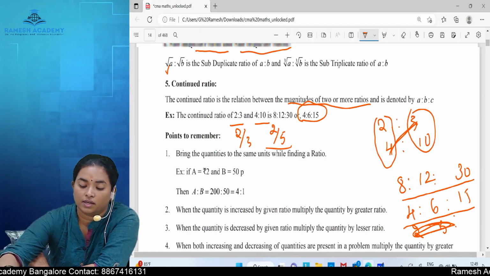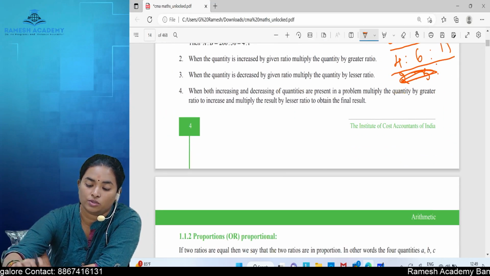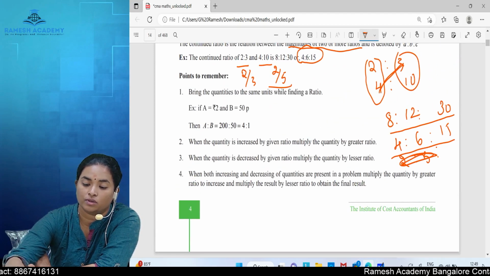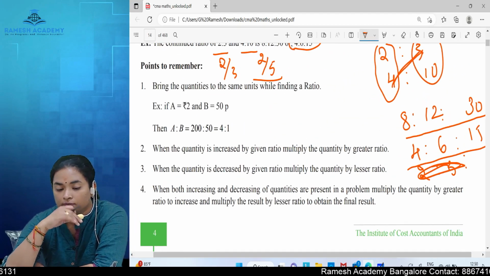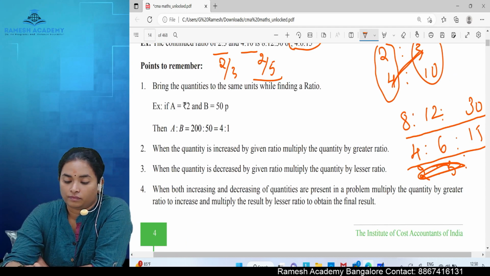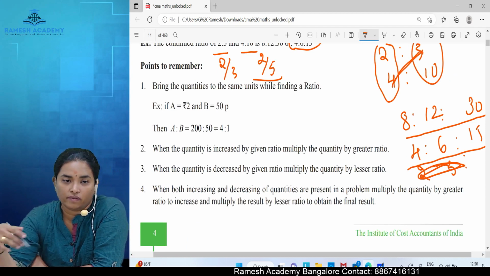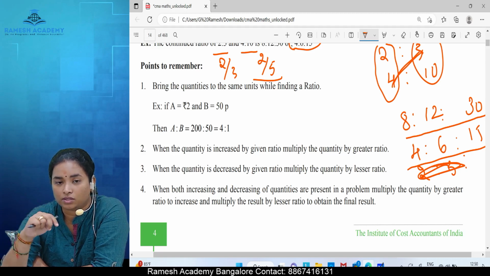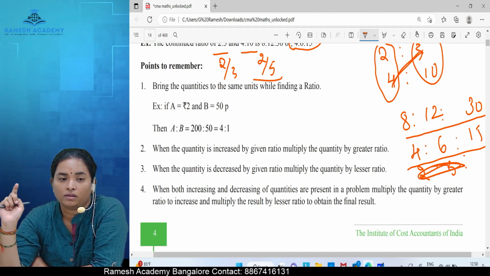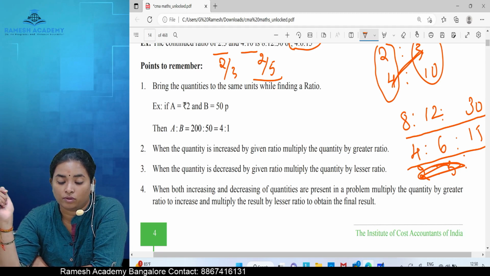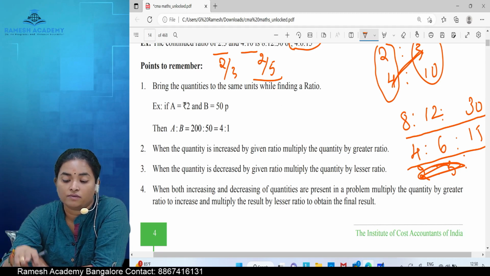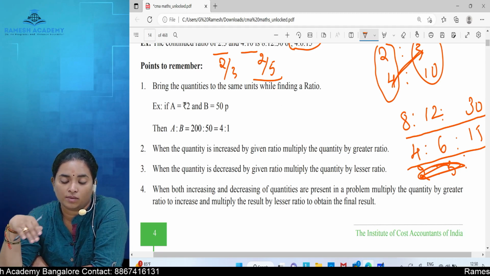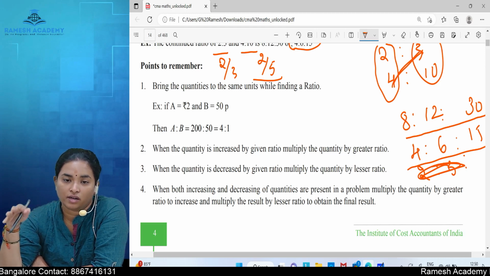So this is done. Now we will go to the points to remember. First, bring the quantities to the same units. As I gave you the example, liter of water and 1 kilogram of food, if it is there, first change it into the same units and then try to find the ratio.